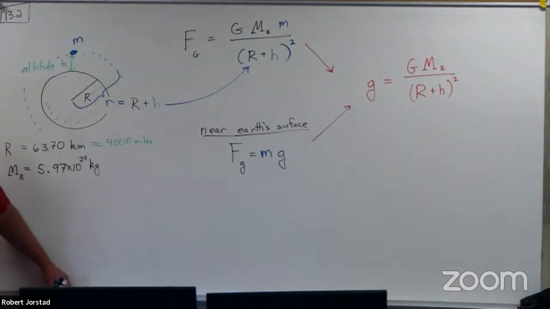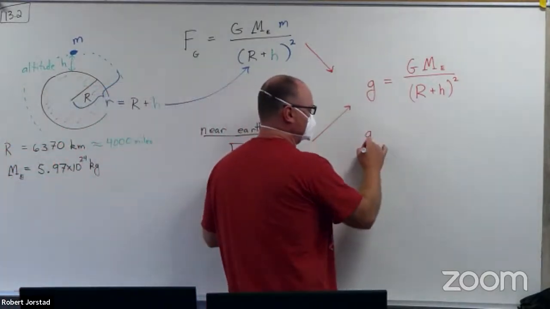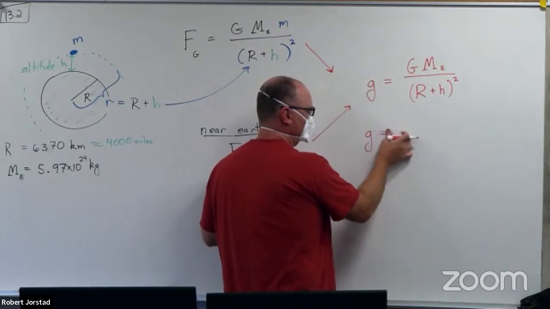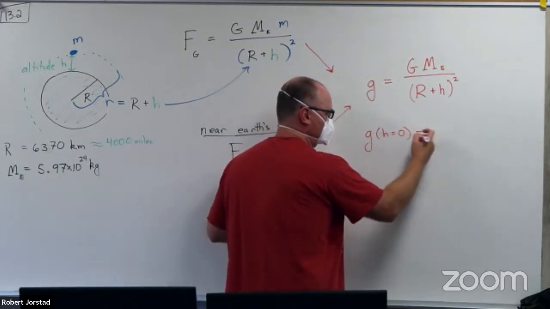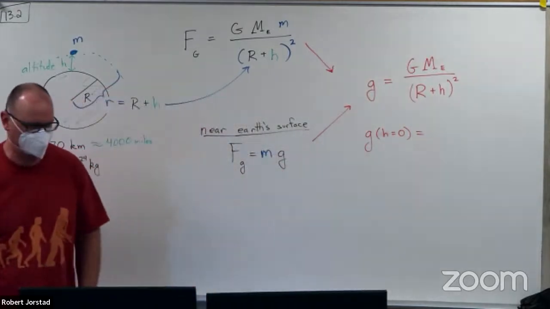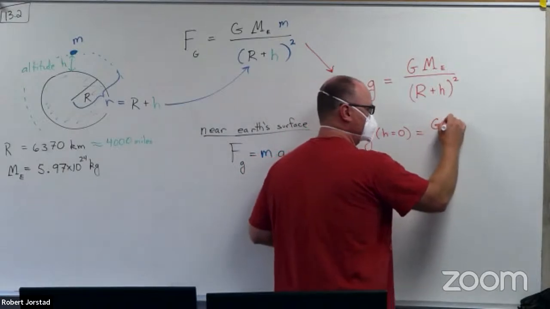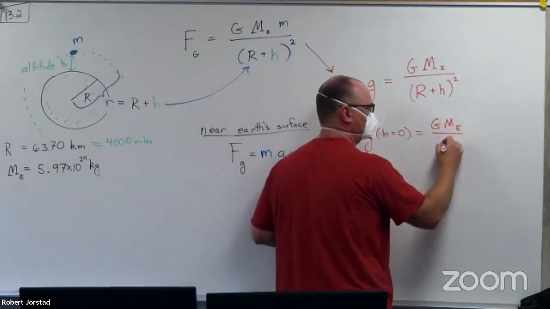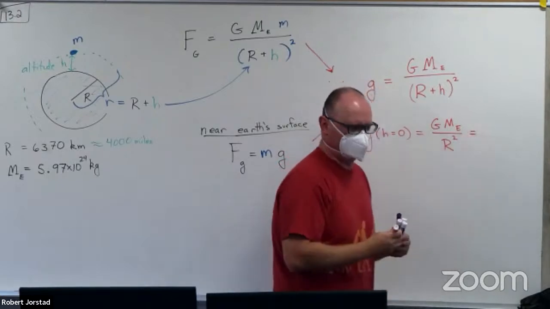Okay, now, when we get into this, let's plug in some numbers here real quick. What if we set the altitude to 0? What if we set the symbol h to 0? Then it would be G times the mass of Earth over the radius of Earth squared. Punch that in real quick.